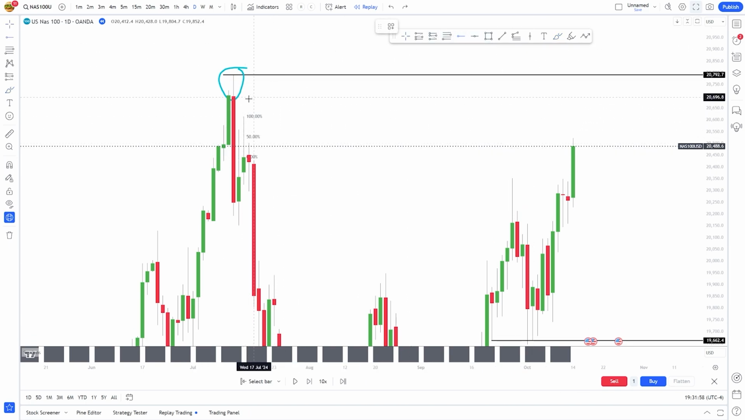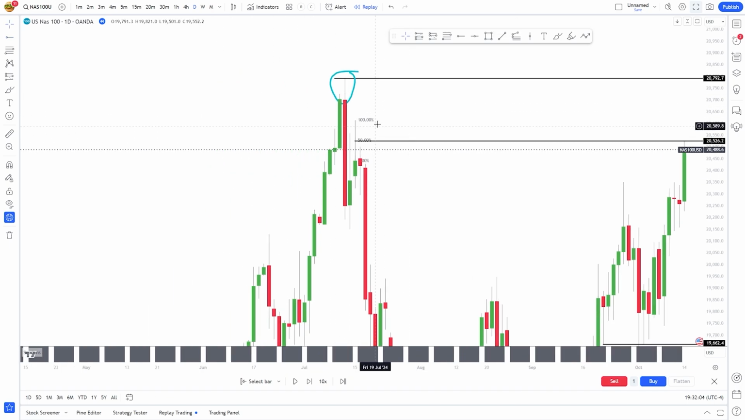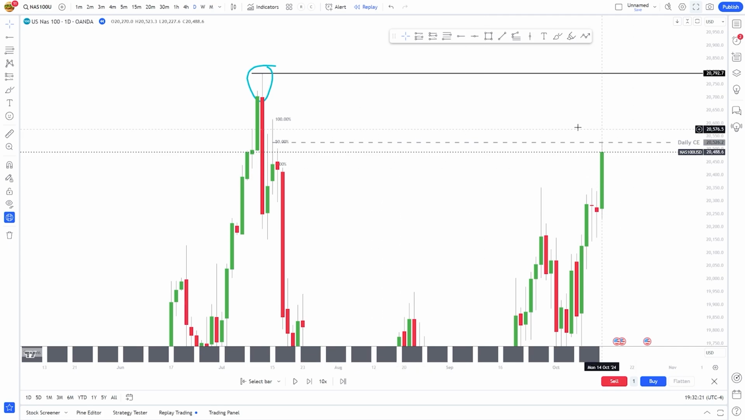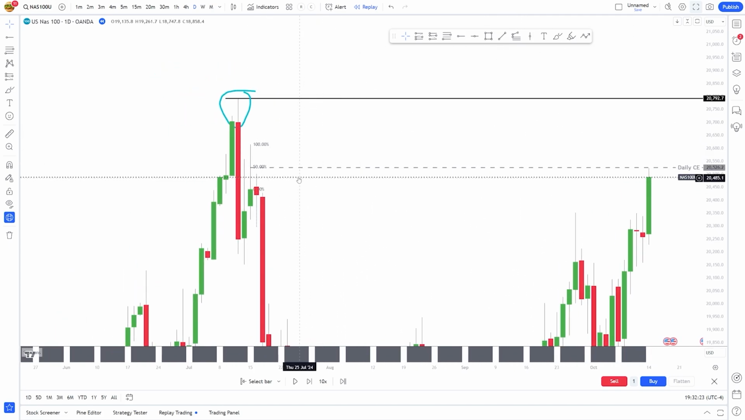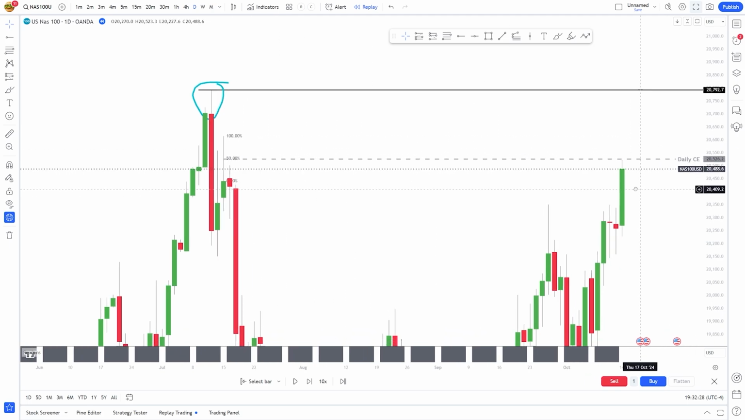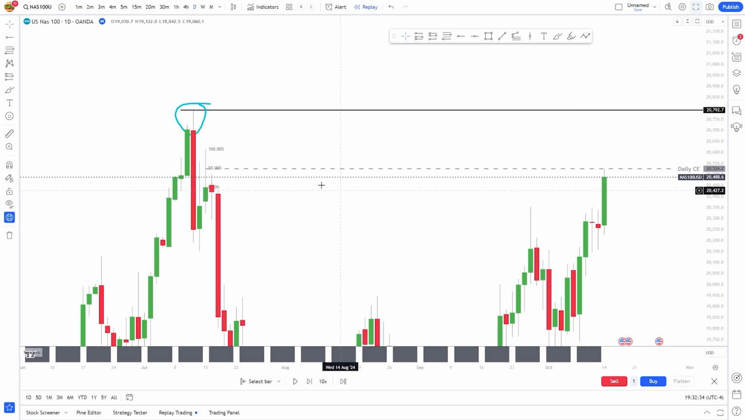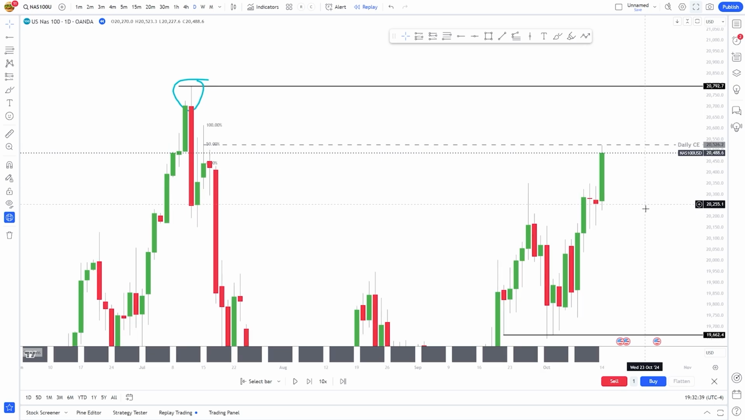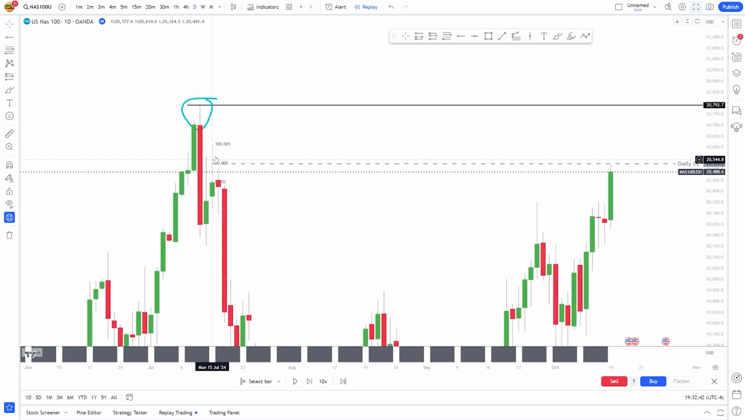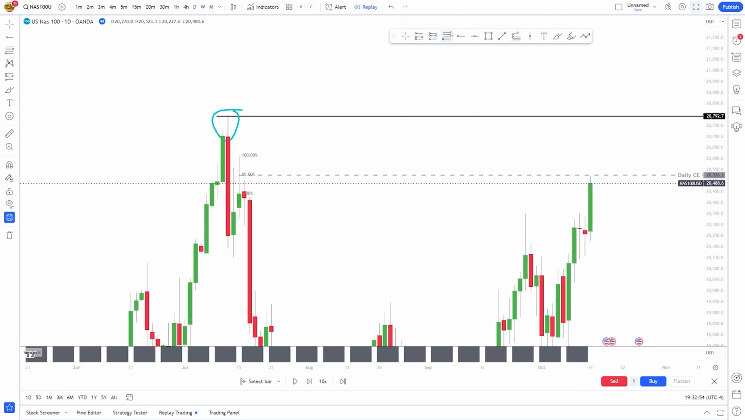Now what we do is we run a fib, and then we use ICT's consequent encroachment, which is 50% of this fib. What that does is it tells us whether or not price respects it. So for example, if price respects this level of consequent encroachment, it means that we might not get strong rallies into the all-time highs just yet, and we might retrace a little bit before we reach up. However, if this consequent encroachment is ignored, it'll probably tell us that we're going to go higher and into this high. We can also think of this high as a liquidity magnet.